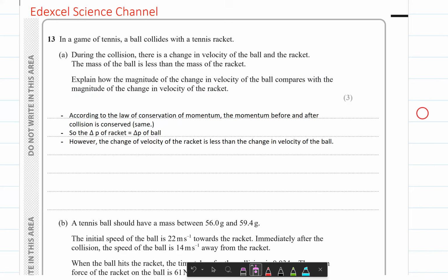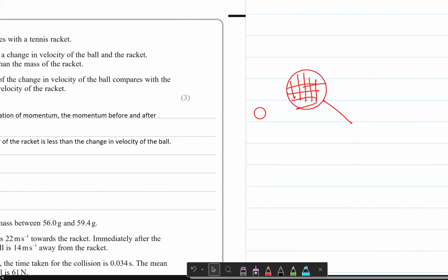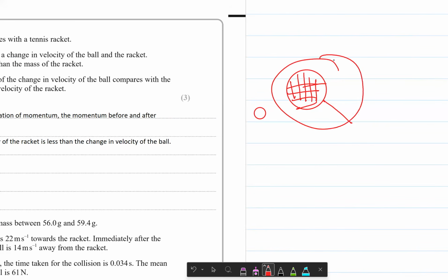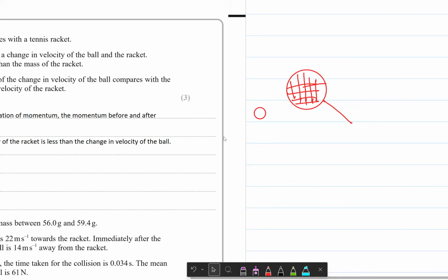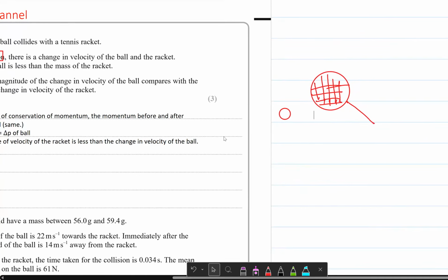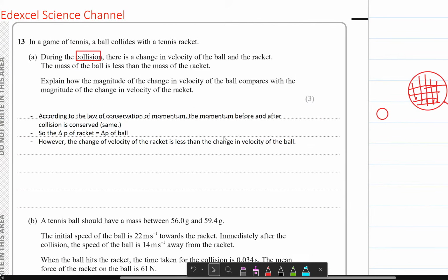Now, this keyword, collision, tells me that this question is about momentum. Two objects, the ball and the racket, are colliding with each other. So I am going to answer it using momentum. This is a sample answer, but let me explain how we got here.